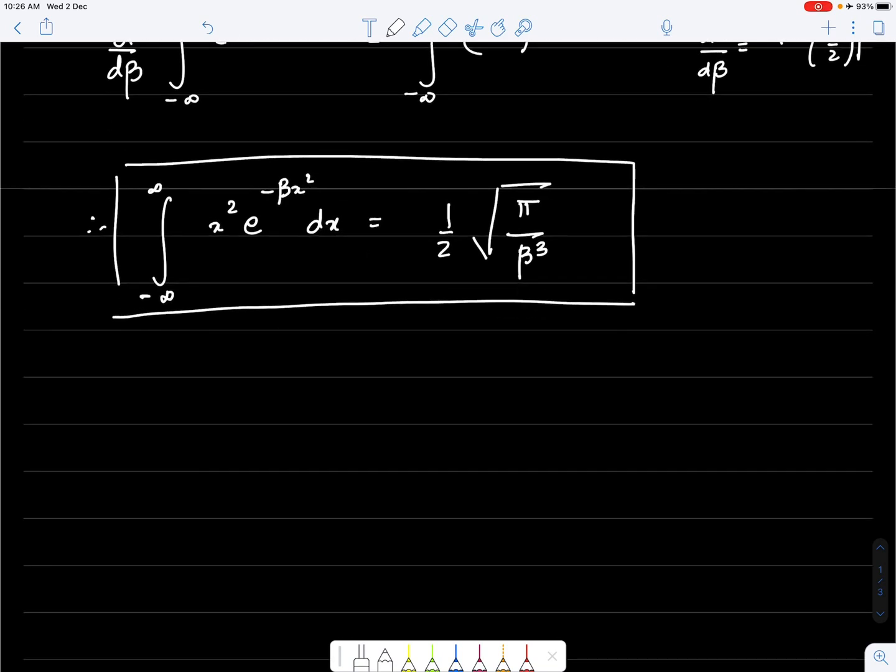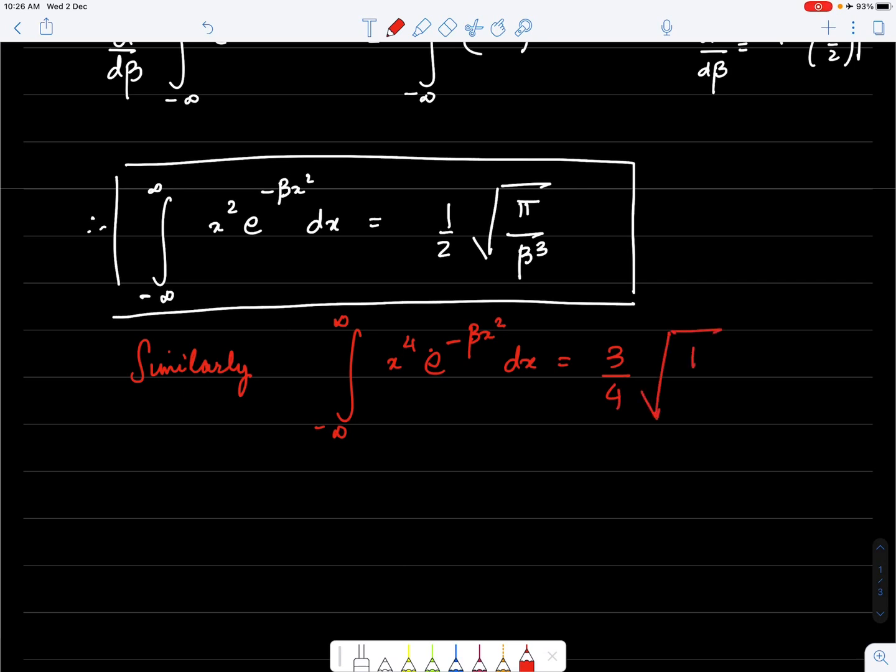And finally, I can take one more derivative, and you can now maybe see a pattern developing. I can take one more derivative and then write that the integral from minus infinity to infinity of x to the power 4 e to the power minus beta x square dx will come out to be 3 by 4 into square root of pi by beta raised to 5.